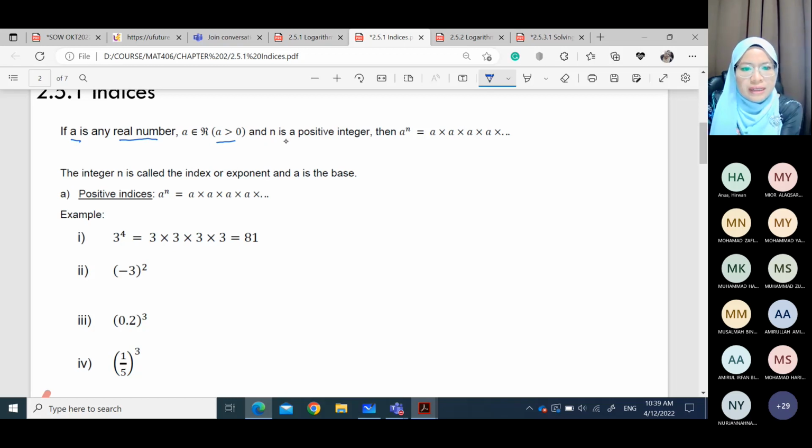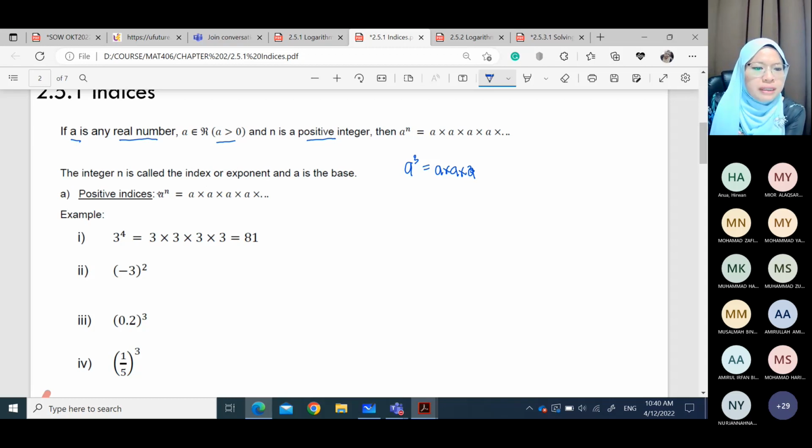Okay, so kita tengok lagi, and n is a positive integer, then A to the power of n ataupun A index n, it is equivalent with A times A times A times A continuously. Okay, so maknanya dekat sini, katakan kita ada nilai A index 3. Dalam erti kata lain, biasa kita panggil A kuasa 3 lah. So A kuasa 3, it is equivalent with A times A times A. So maknanya kita darabkan A ataupun darabkan dengan diri dia sendiri sebanyak 3 kali. Itu maksud kuasa ataupun index.